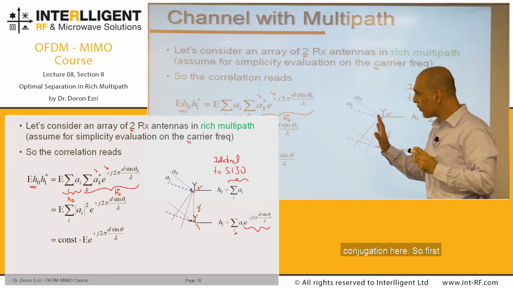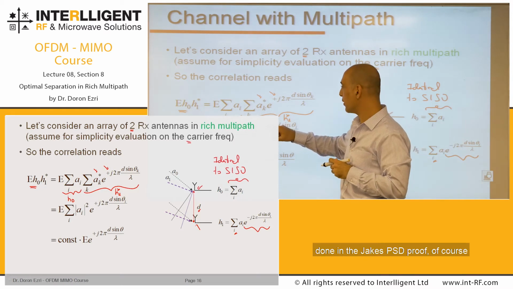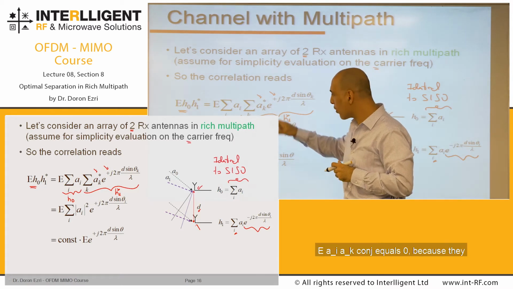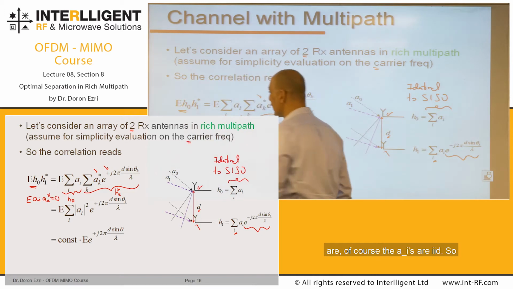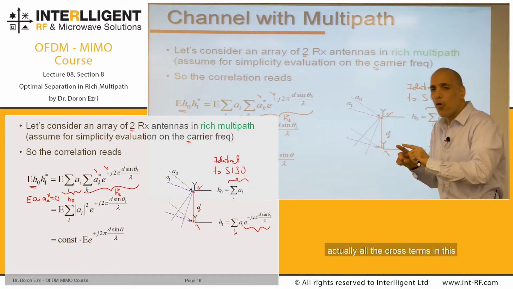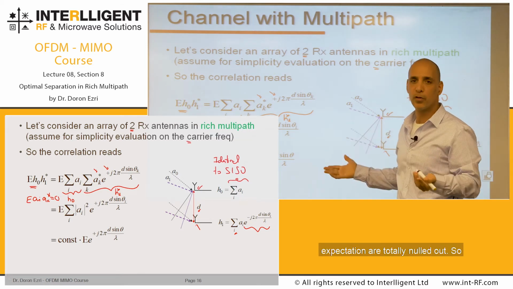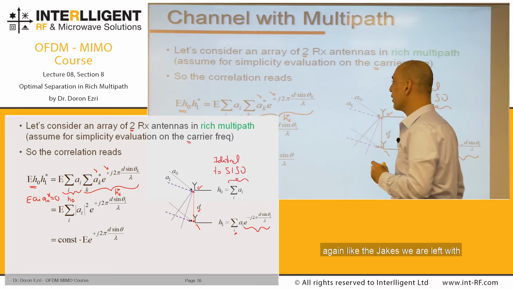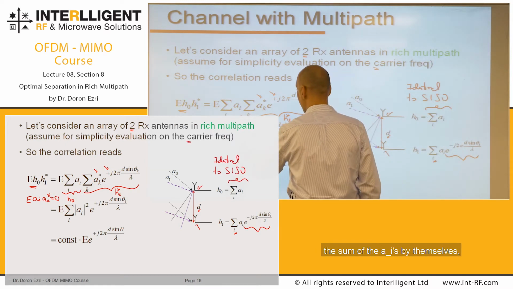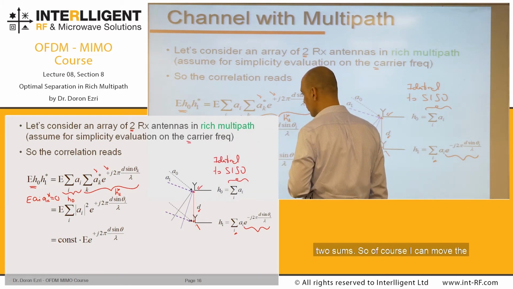So first thing, again, very similar to what we've done in the Jakes PSD proof. Of course, E[a_i a_k conj] equals 0, because the a_i are IID. So actually, all the cross terms in this expectation are totally nulled out. So again, like in Jakes, we are left with the sum of the a_i by themselves, where the same index is on the two sums.